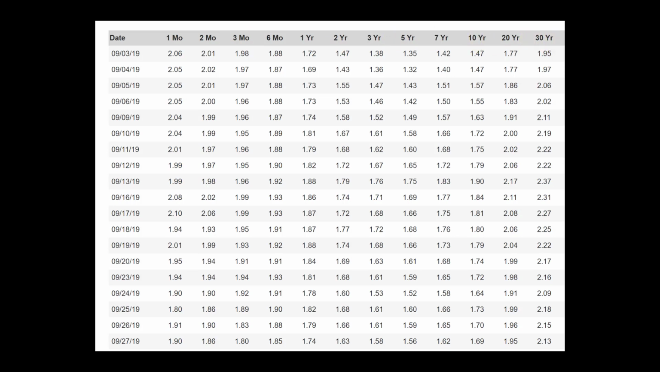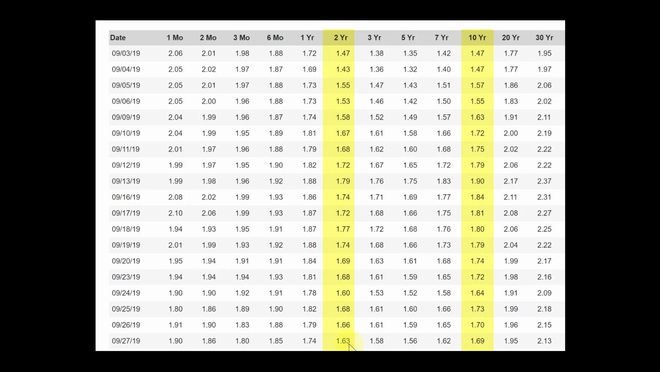Here's how to follow the yield curve. The most widely followed relationship is going to be 2s, 10s. Now you can look at 2 year all the way out to 30 year, and you can see the difference. 0903 was 1.47. 30 year is 1.95. So the difference between these two is 0.48. If we go down to 927, it's 1.63 against 2.13. So the difference there is going to be 50.